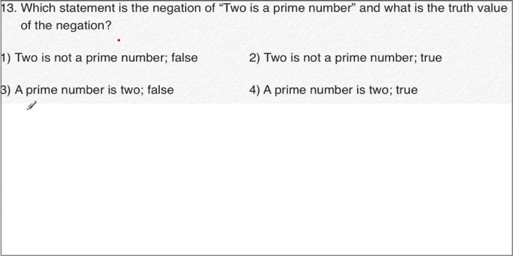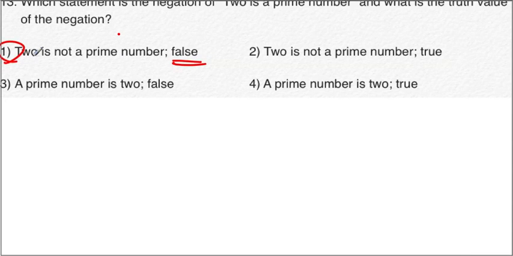All right, number 13. Negation is simply putting the word not. 2 is a prime number. That means 2 is not a prime number. So we're looking at choice number 1 or number 2. But 2 is not a prime number. That is not true. In fact, that is false because 2 is a prime number. So therefore, our answer has to be choice 1.